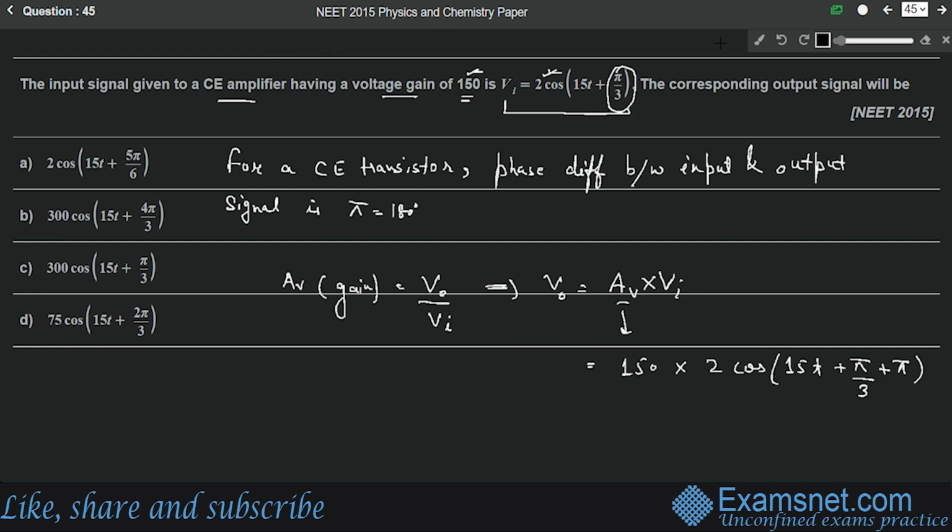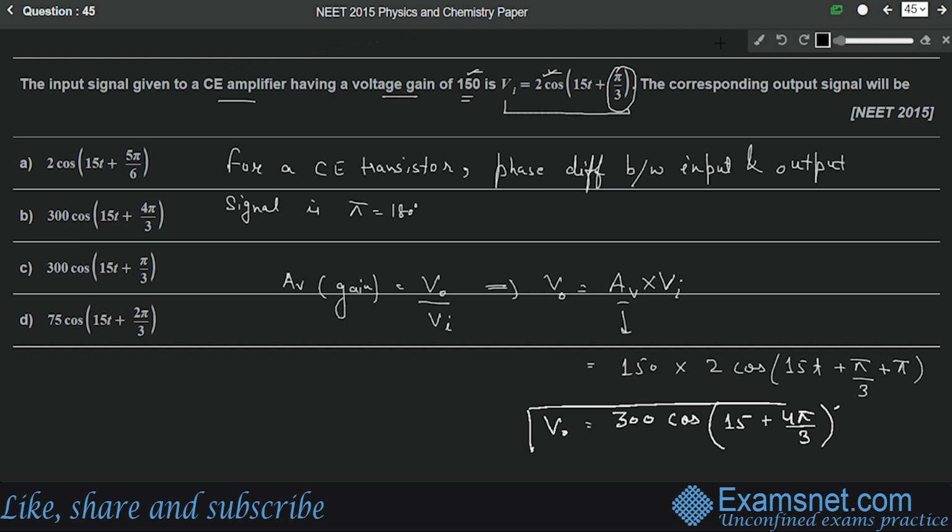So let's solve it. 150 into 2, that means 300. So 300 cos, inside the bracket you will get 15t plus pi by 3 plus pi, that means 4 pi by 3. So this is the output signal or the output voltage. So let's match with the options. 300 cos(15t plus 4 pi by 3), option B will be the correct answer.